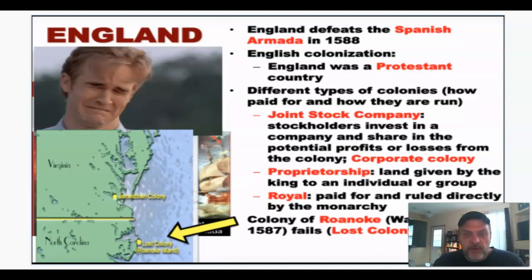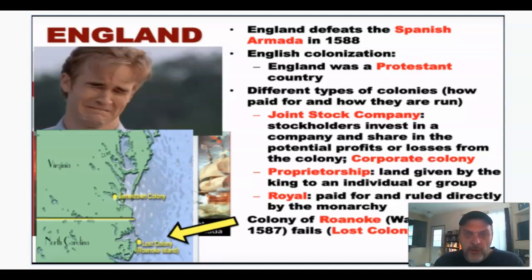And the investors would either enjoy the success of the colony or the losses of the colony. The second type of colony was a proprietorship. This is when the monarchy, in this case the King of England, would issue a charter of land that would block out X amount of land over here in North America, and they would give it to a specific individual or a group of people. In other words, they would be the proprietor of that colony, of that land, and they would run the colony when they got over here to North America.